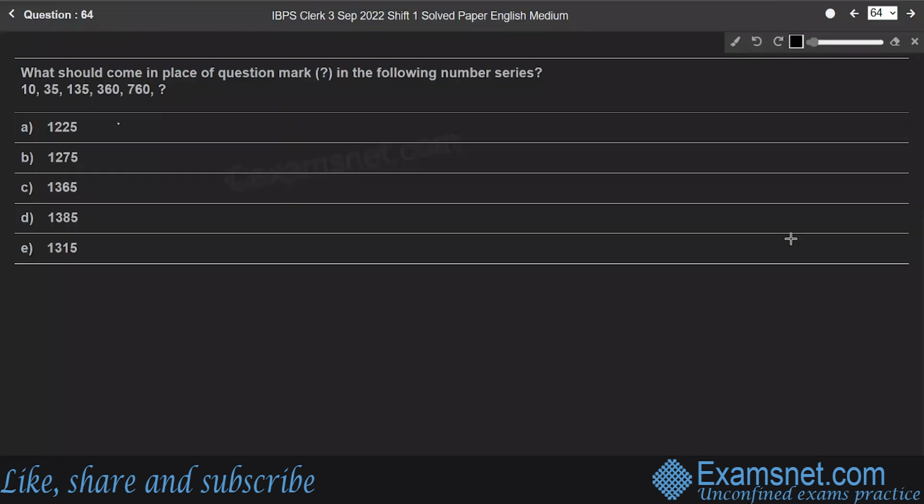Question 64. What should come in place of the question mark in the following number series? Here in the given series, the first number is 10, right? So to this number, when the square of 5 is added, the square of 5 is 25, we'll get 35. 35 is the second number. So to 35, when 10 square is added, where 10 is 5 into 2, a multiple of 5 here, right? So 10 square is 100, 100 plus 35, 135. So 135 is the third number.